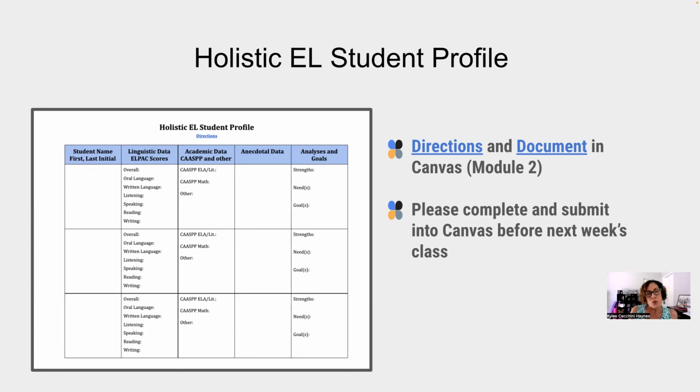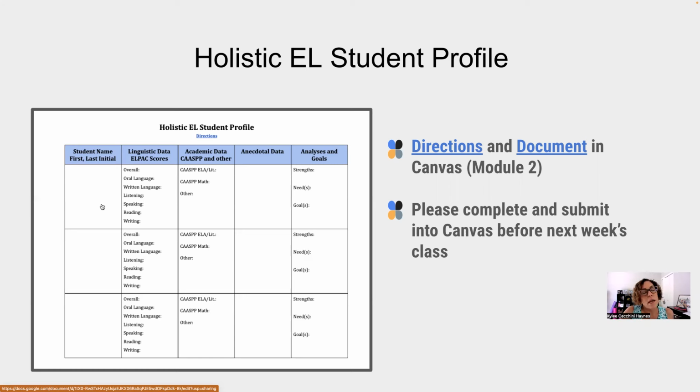So I'm assuming that you have an English language learner in your class or in your program. So what you will do with this, and I'm going to show you an example later on in the slide deck so that it should be pretty clear to you, is you'll put the student's first name and last initial. We don't need the full name because this keeps it anonymous.